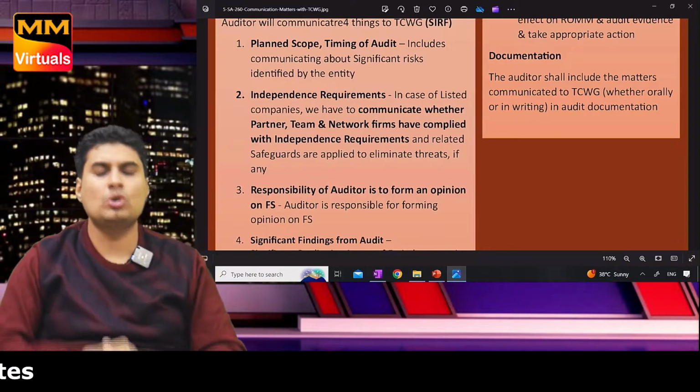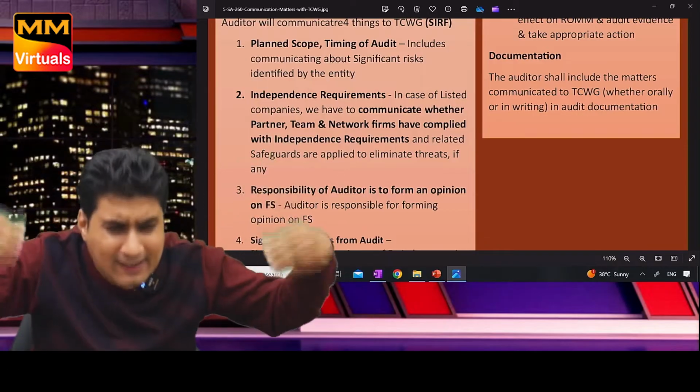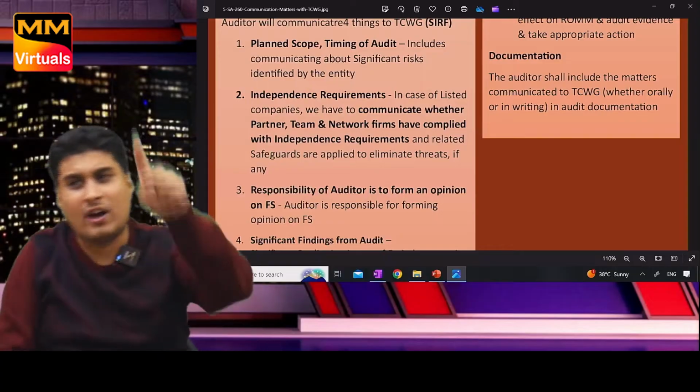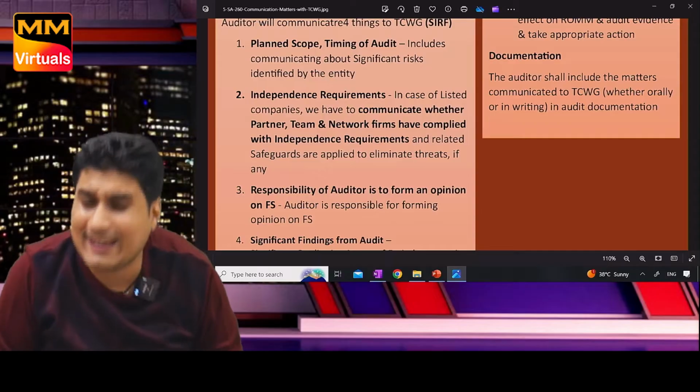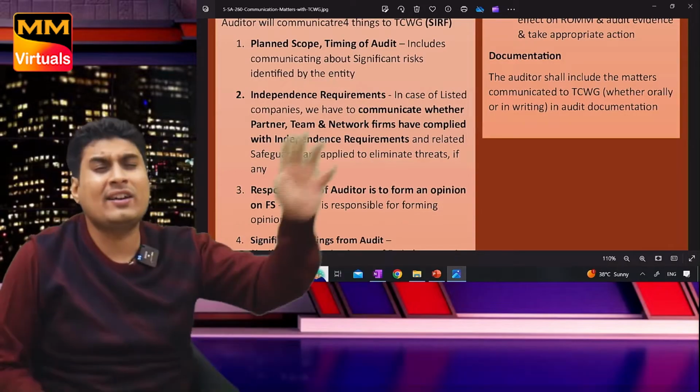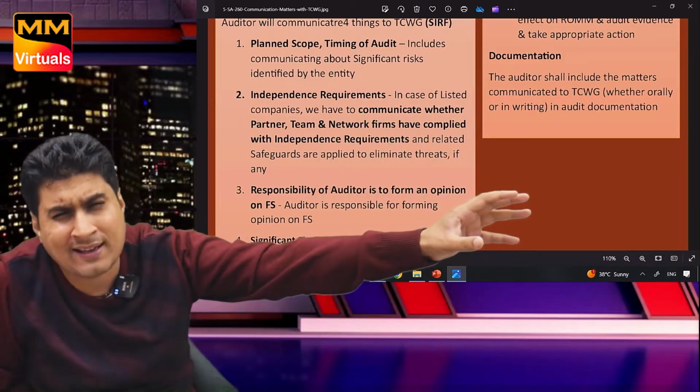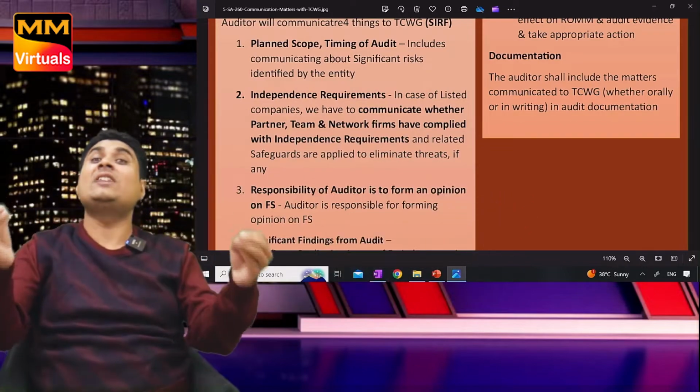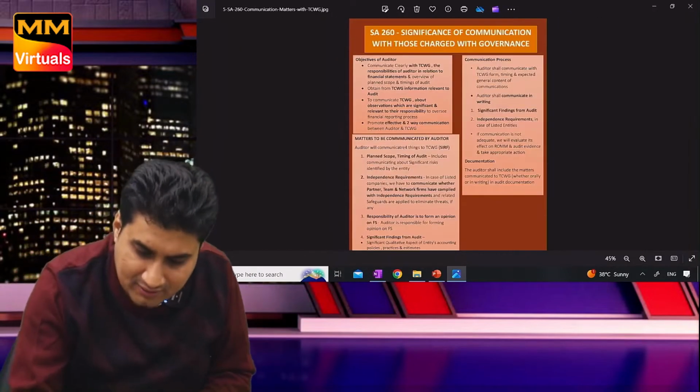Clear? 1, 2, 3, start. Tell me, what will I tell to TCWG? SIRF. Plan, scope and timing of audit. I: Independence requirement. R: Our responsibility is to form an opinion on the financial statement. F: Significant findings from audit.